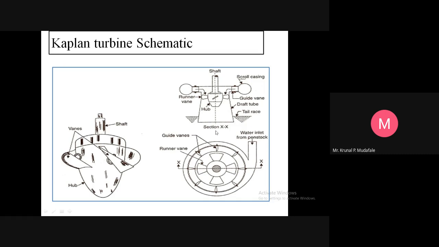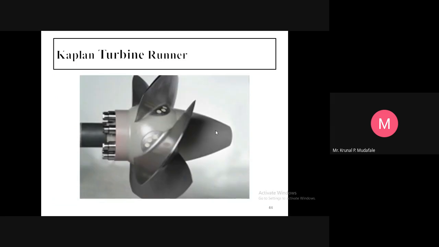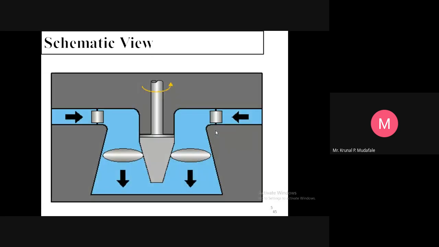So I hope everyone is able to visualize this diagram. If not, you can see here the Kaplan turbine runner. This is the axis, this will be the shaft, and those will be the vanes, the moving vanes, also called adjustable vanes. And that will be the hub, also called the boss. This is the schematic view of the diagram where the water is inward through the guide vanes.